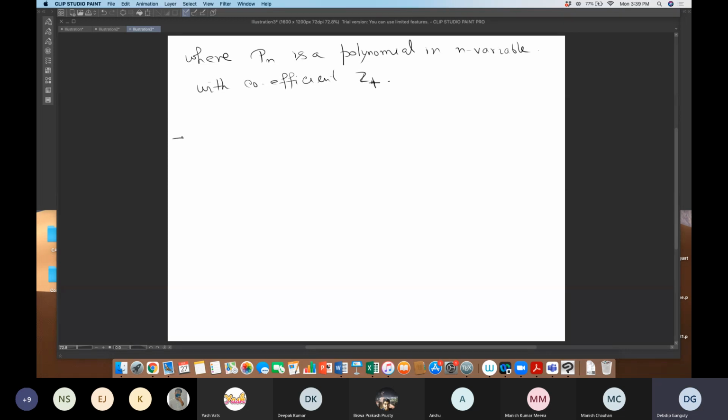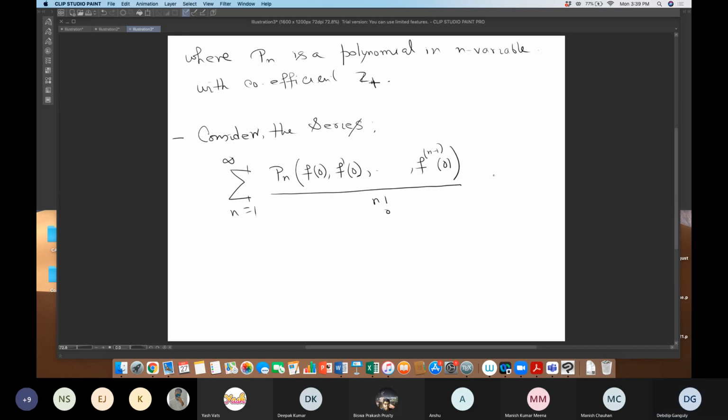So next step, anyone? What was the next step? Consider the series, sum of u n derivative at 0 over n factorial, t to the power n. Now my claim, a very important claim, is that the above series has a positive radius of convergence.